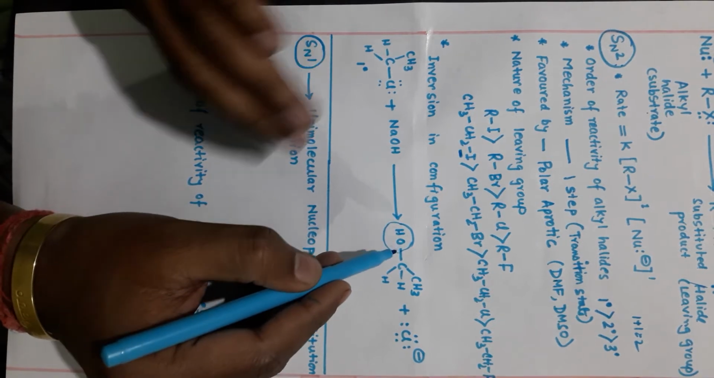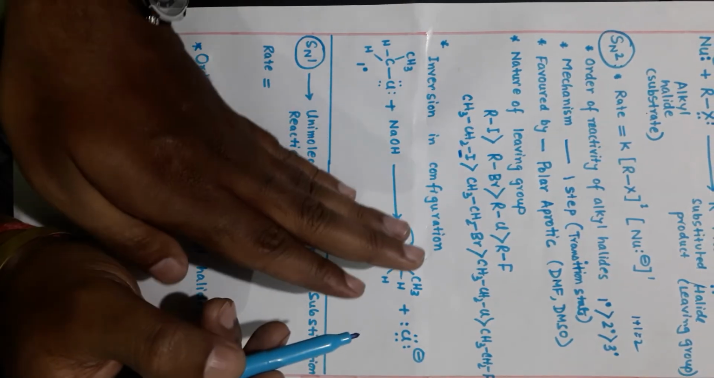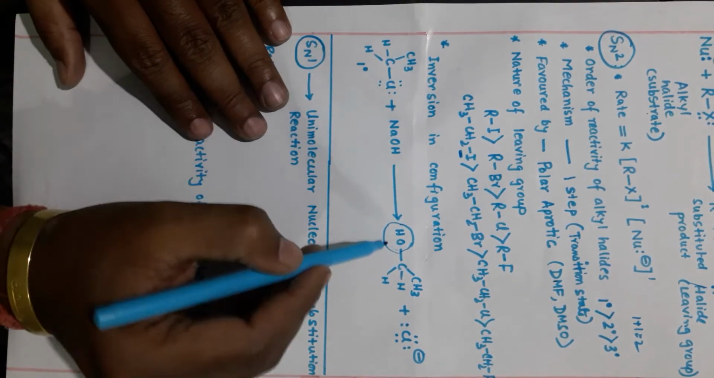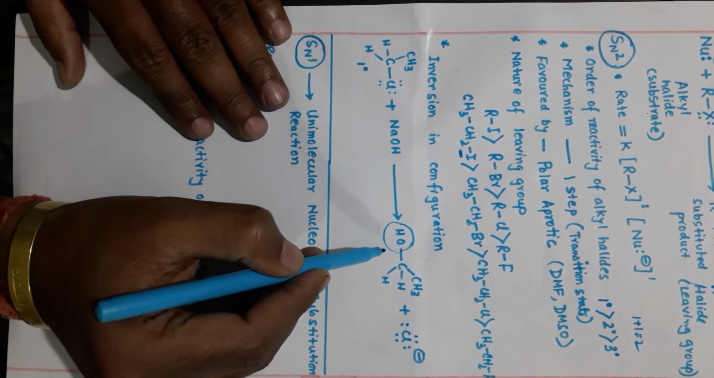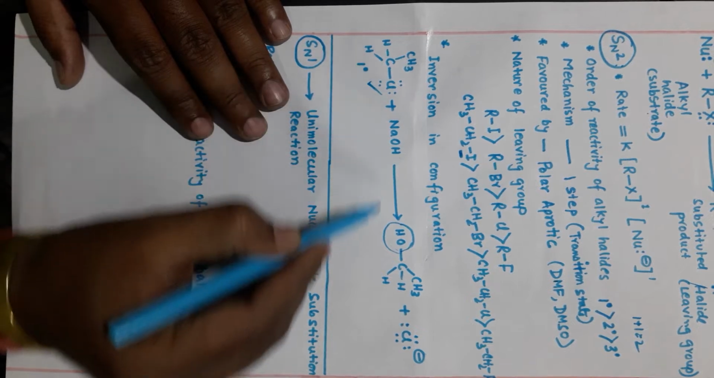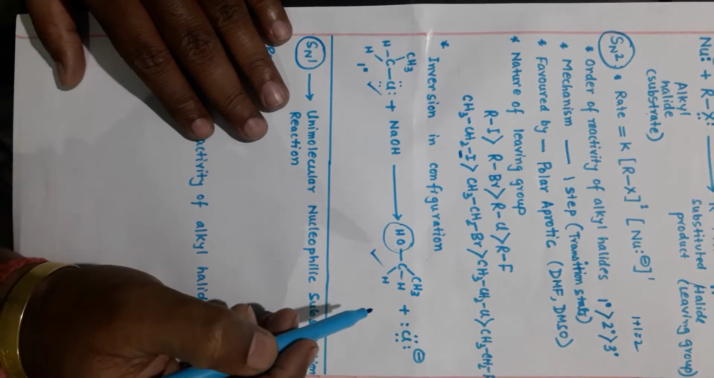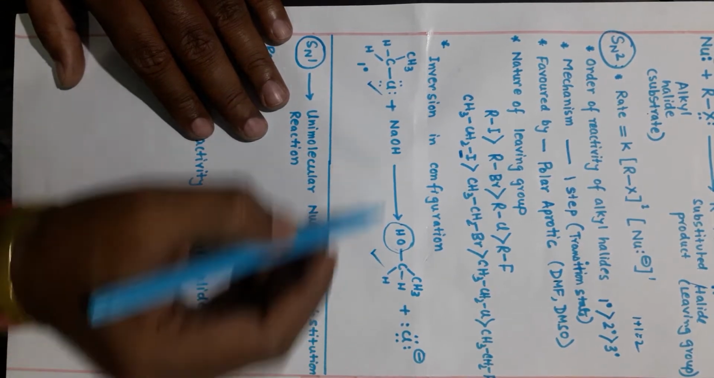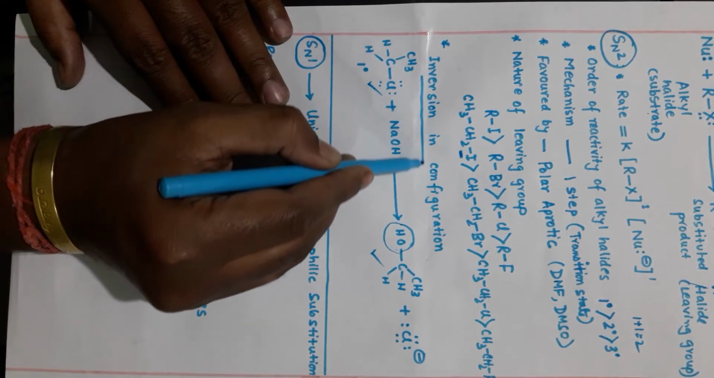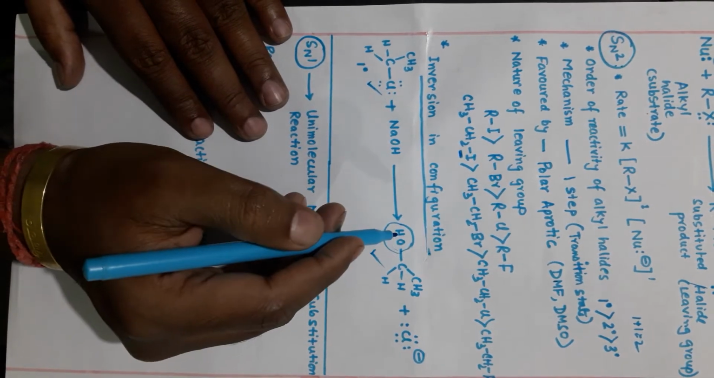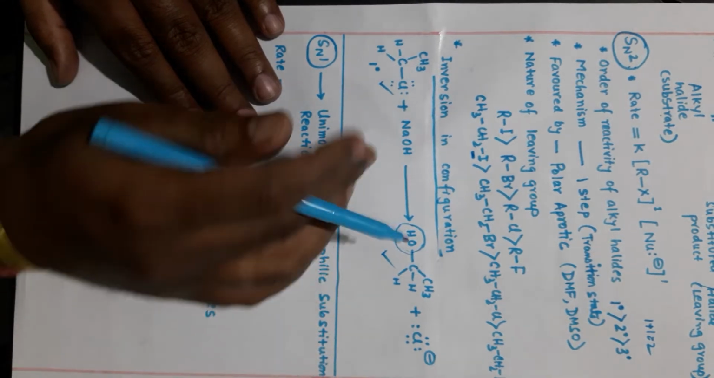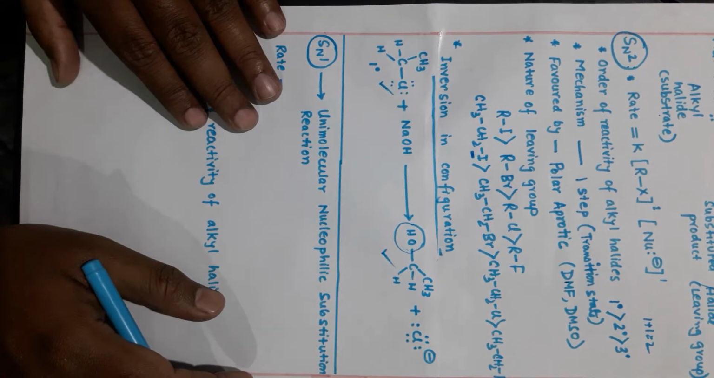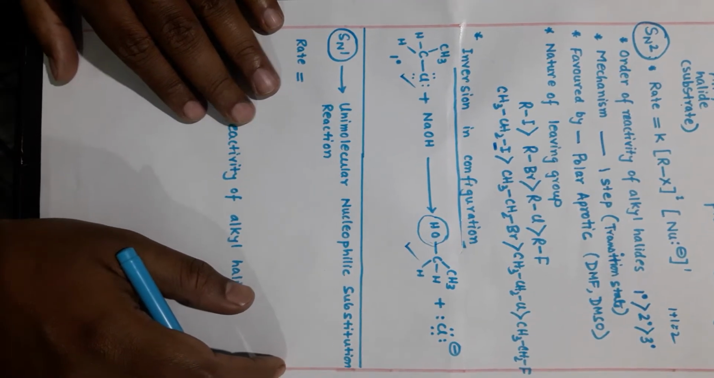It is on the left-hand side, it is facing the left-hand side, so the configurations are opposite. It means the configuration of the alkyl halide and the configuration of the substituted product are opposite. That's why this type of reaction proceeds with inversion of configuration. So dear viewers, these are the important points we have to remember when we go for SN2 reactions.